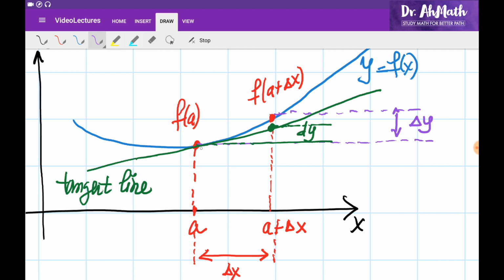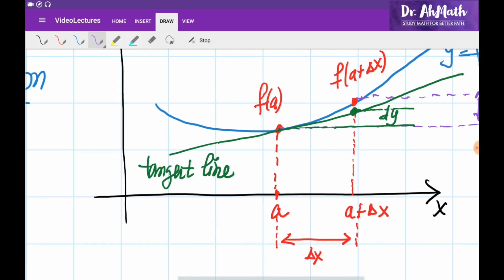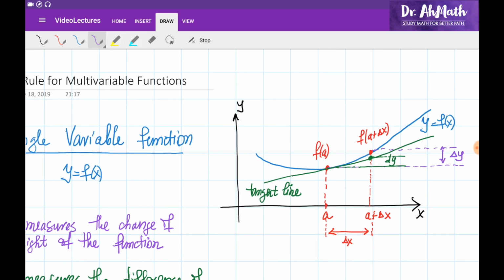And if I would like to measure the change of the height of the function, I need to take the difference of the heights, right? The difference of the heights is denoted as delta y. And this dy measures the change of the height on the tangent line, right? So if I make the tangent line at this point, and find the point on the tangent line for a plus delta x, the change of the height between this point and this point is going to be dy. And this is denoted as the differential, actually, right?